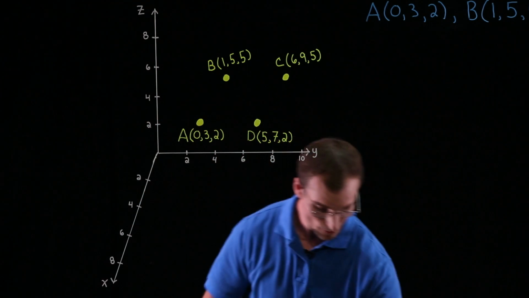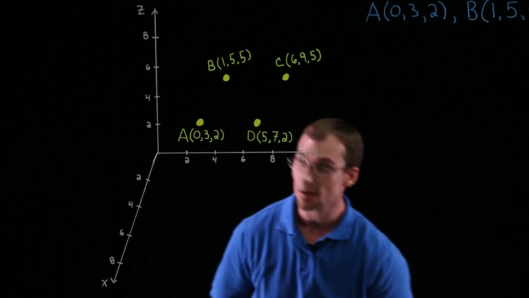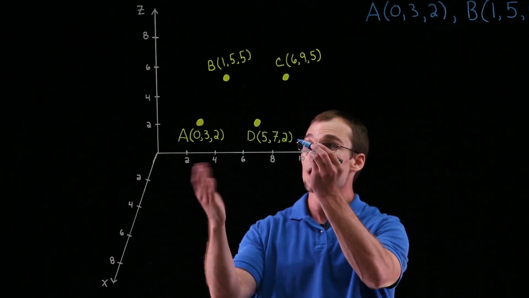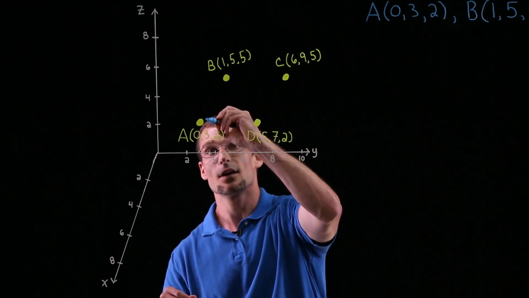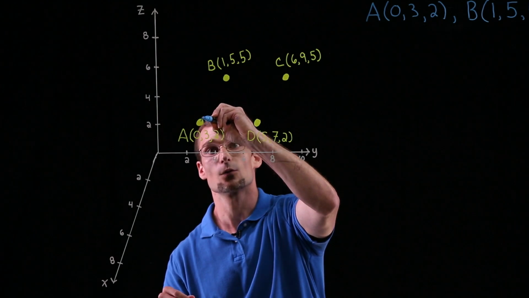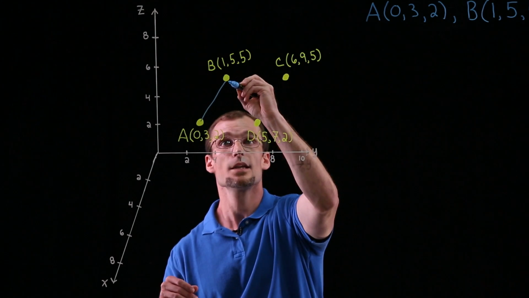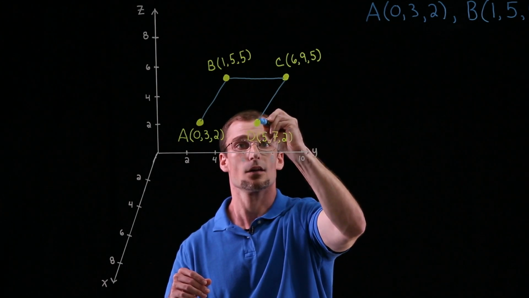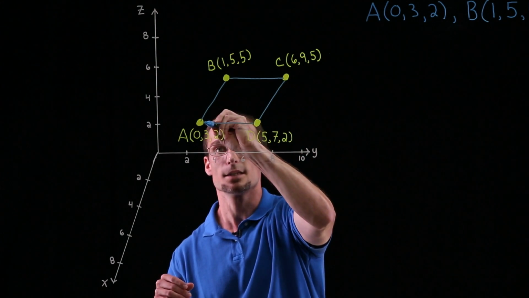And it looks like it, and that's what we're going to confirm. So let's take a look at our points. And this is what I love about geometry, being able to draw pictures. So let's go ahead and connect our dots and give our figure some lines. So we'll go from A to B, B to C, C to D, and D to A.